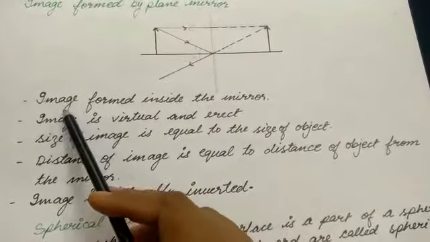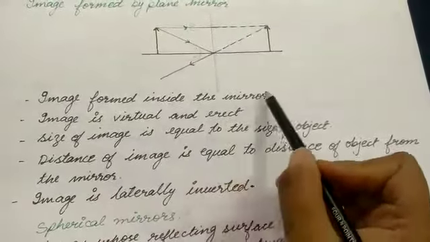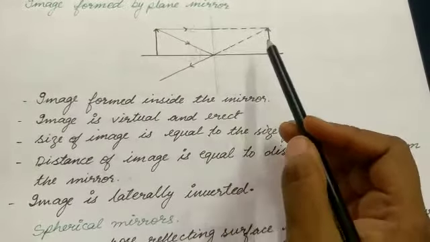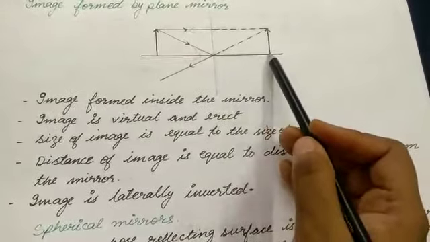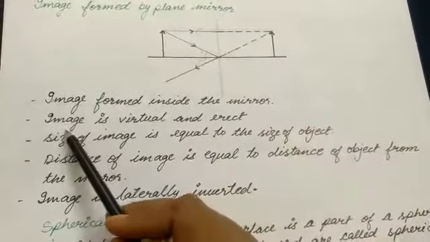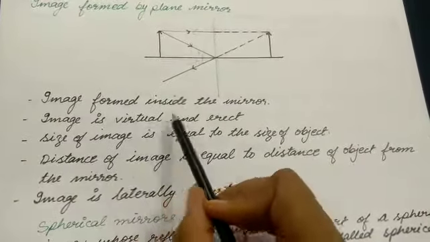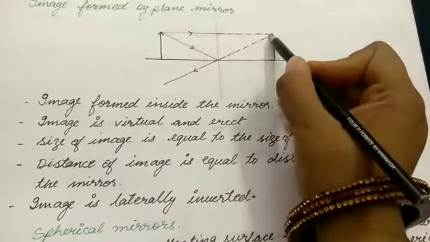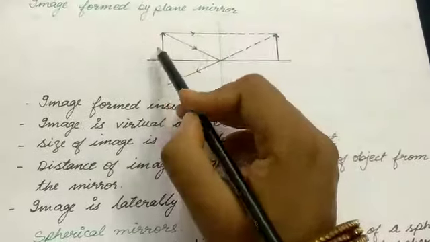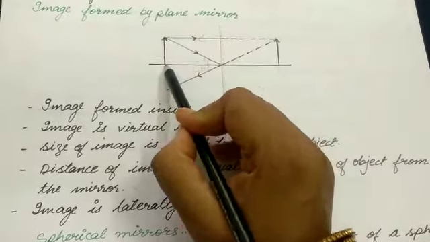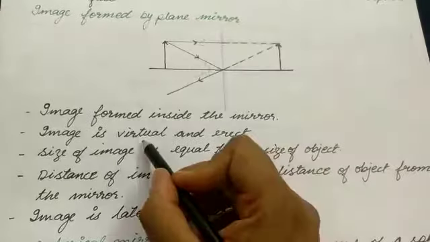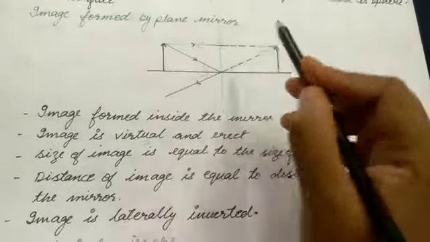First thing, the image is formed inside the mirror. Whatever the image is, we find it inside the mirror. We cannot get it on any screen. Now the image is virtual and erect. First of all, erect means straight. This is the straight image. As the object is standing in front of the mirror, the image is just similar to that. Virtual means which is not real.